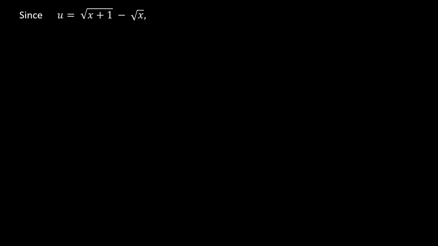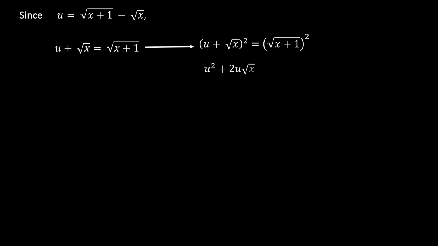So since we know u to be equal to the square root of x plus 1 minus square root of x, then if we take square root of x onto the left hand side, and then we square both the left and right hand side, we get u squared plus 2u square root of x plus x is equal to x plus 1. But then the x's here cancel, and so you're left with u squared plus 2u square root of x is equal to 1.